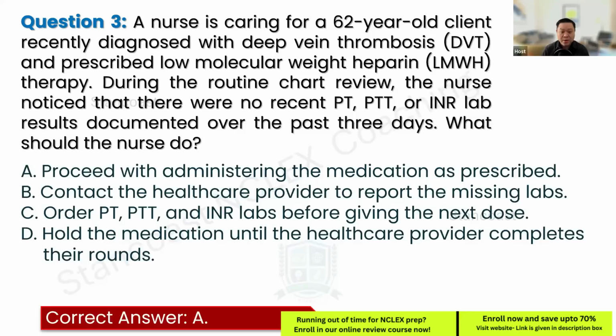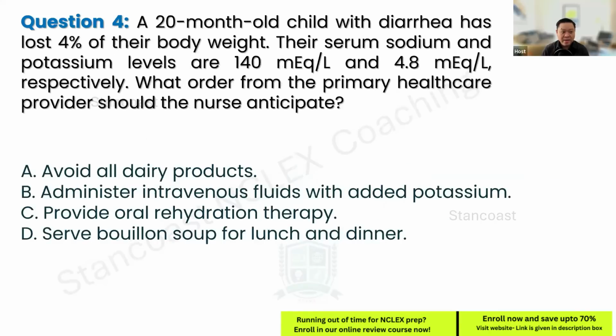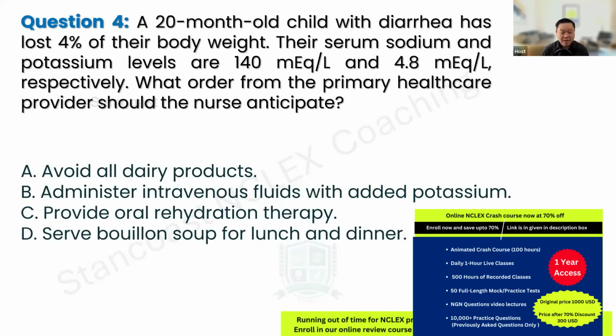Now, I want you to remember that low molecular weight heparin generally does not require frequent lab monitoring, unlike regular heparin. Number 4, a 20-month-old child with diarrhea has lost 4% of their body weight. Their serum sodium and potassium levels are 140 milliequivalents per liter and 4.8 milliequivalents per liter, respectively. What order from the primary healthcare provider should the nurse anticipate?